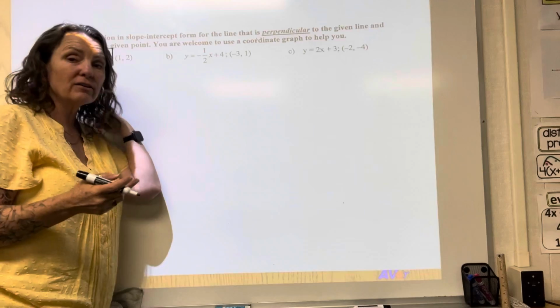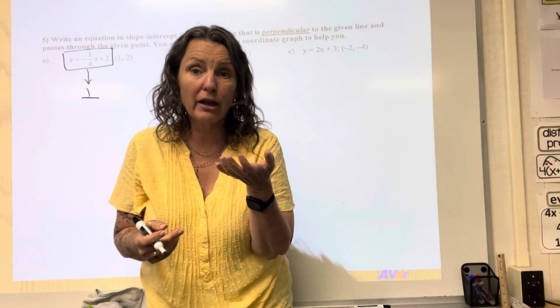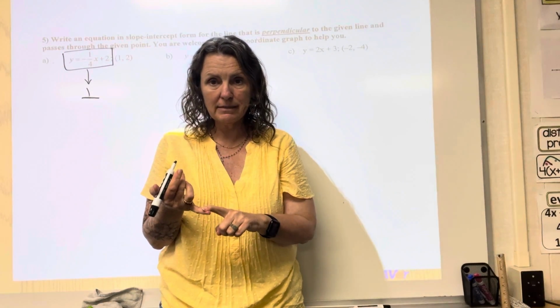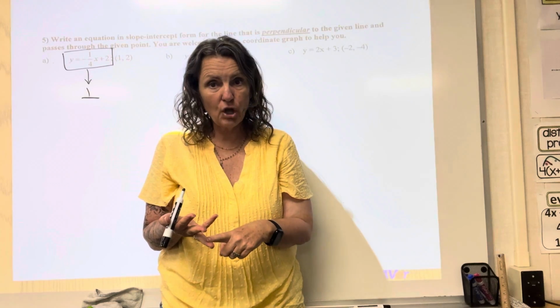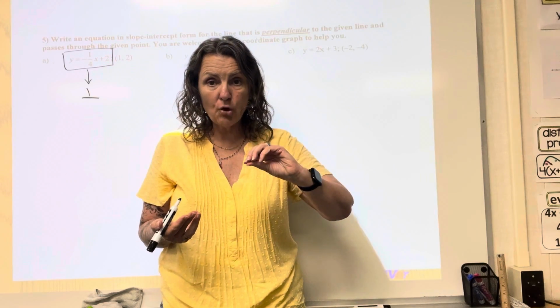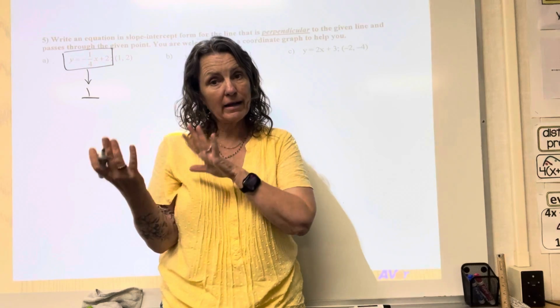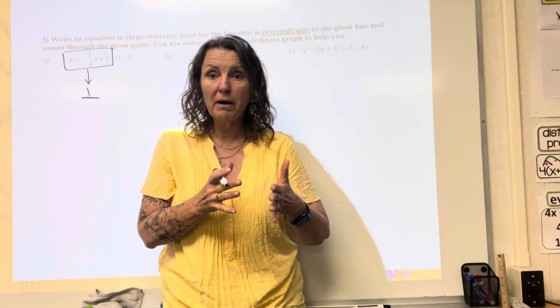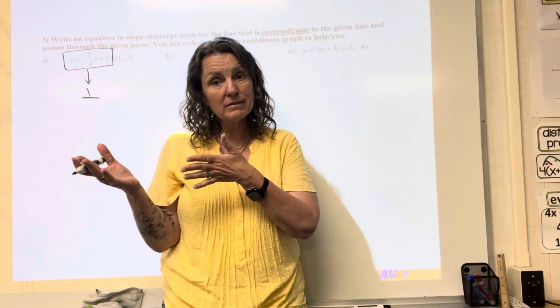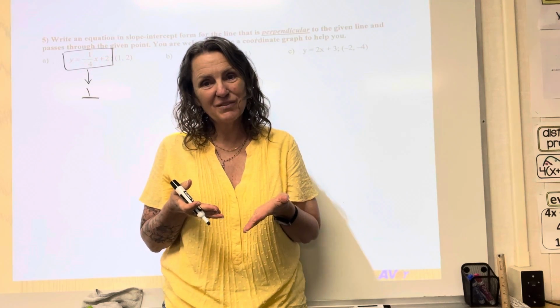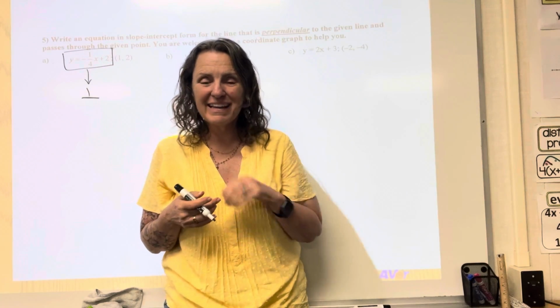Now we have to remind ourselves, what are the characteristics of perpendicular lines? They have opposite reciprocal slopes. So I'm going to grab the slope, I'm going to flip it, and I'm going to change its sign. So if it started out as a negative, I'm going to change it into a positive. If it started out as a positive, I'm going to change it to a negative. But definitely flip it, right? Got to take that reciprocal.